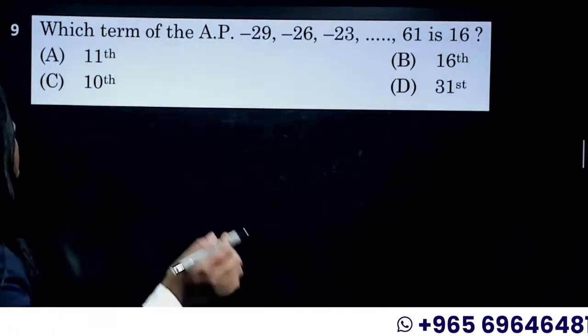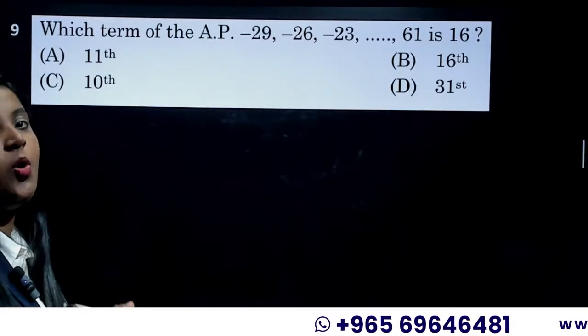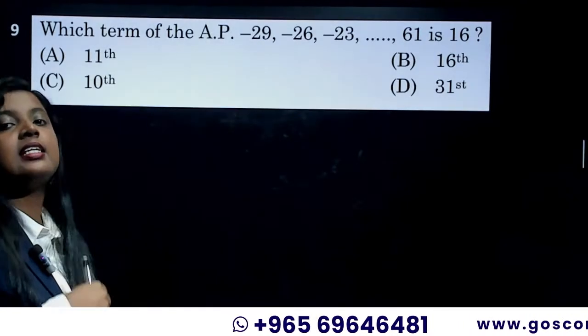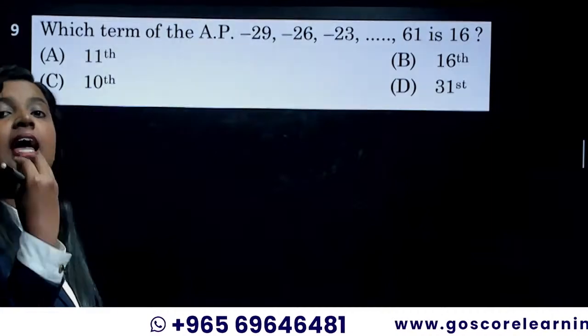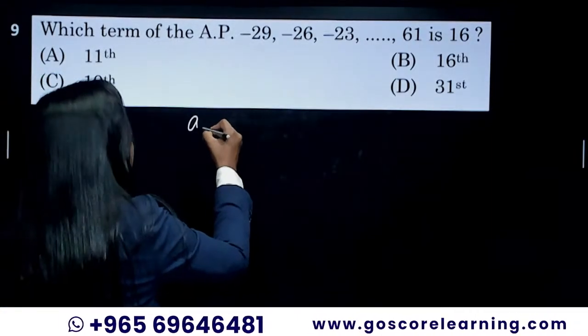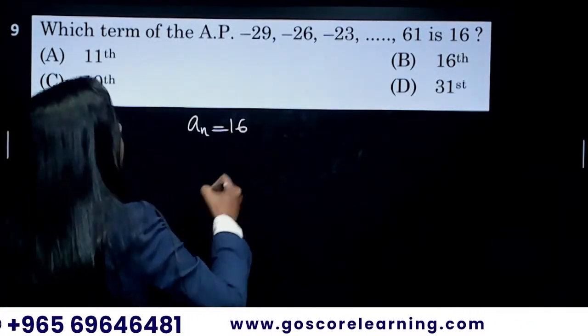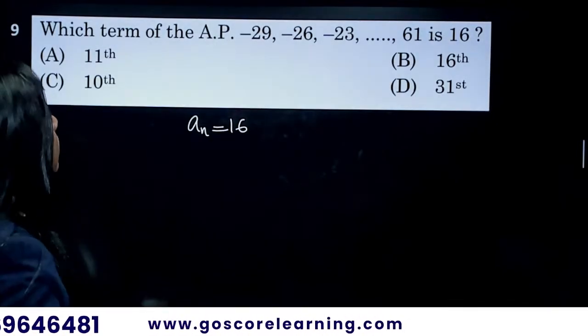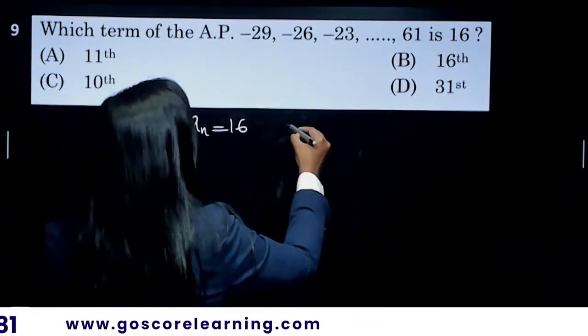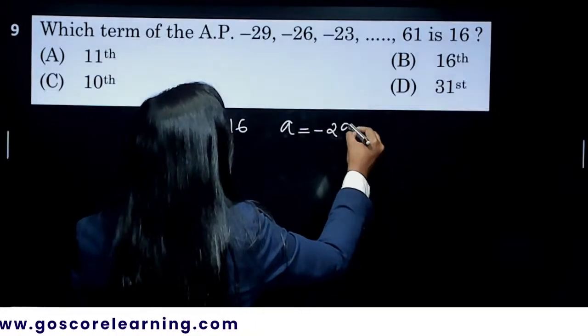Okay, so which term of this AP is 16? We assume that it is a term of the AP and let it be the nth term. So an is equal to 16. And what is the first term? a is equal to negative 29.